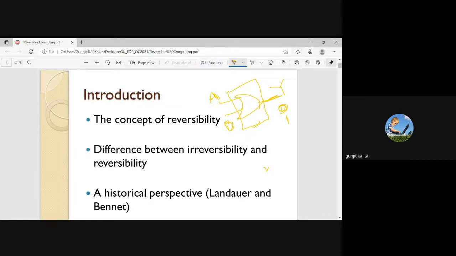It is said that quantum computation, or quantum computing, is inherently reversible. What that is, we'll definitely see in the later slides. Basically, the difference between irreversibility and reversibility is that in a reversible system, from the output side, without using some other circuitry or mechanism, you can get back the input. In an irreversible system, that is not possible. It may be possible once you use other resources like other circuits. That is basically the difference.